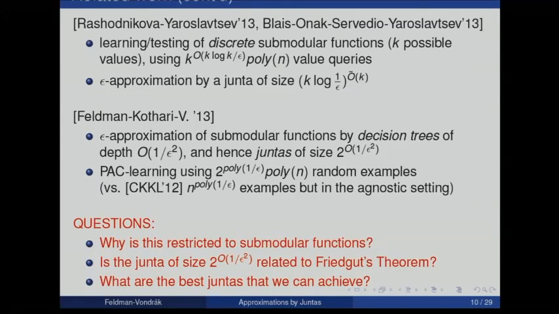And specifically, when you see these juntas of size 2 to the 1 over epsilon, it looks suspicious. Isn't there Friedgut in the background, really? So that's the question we want to ask here. And also, how far can we really push these results?